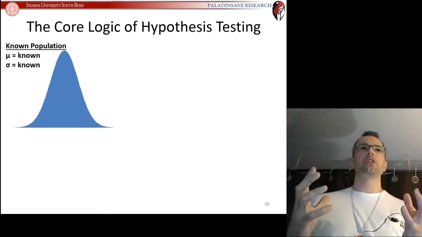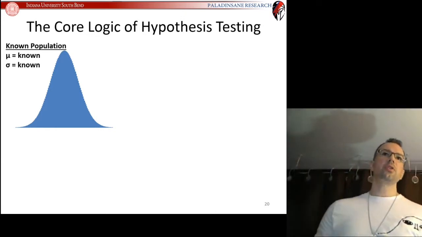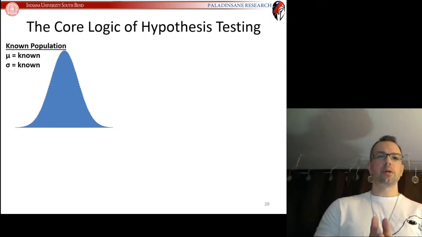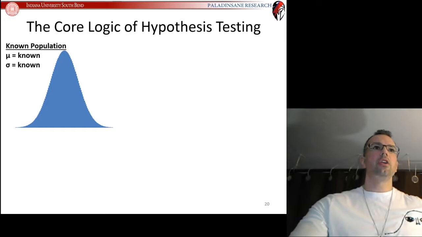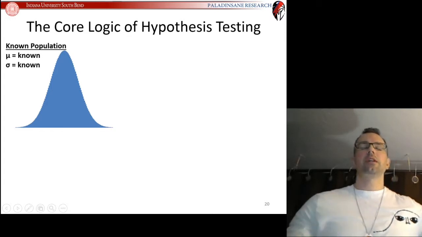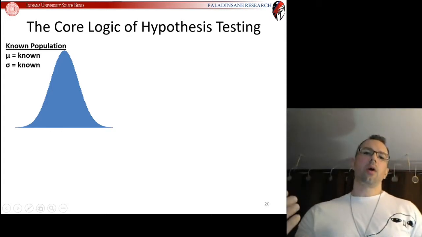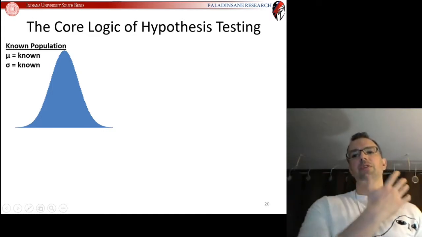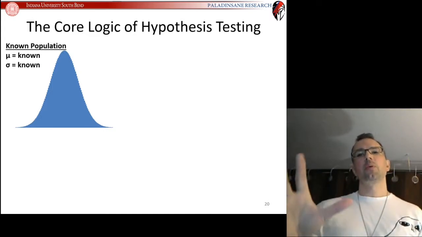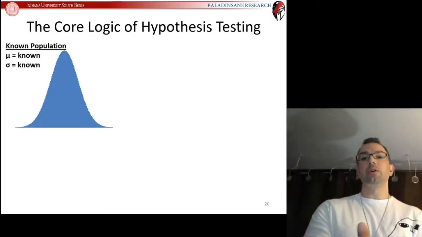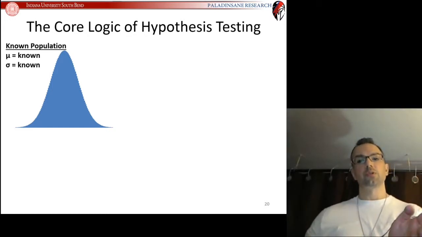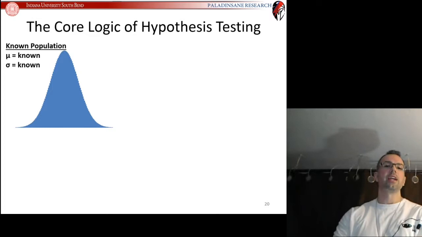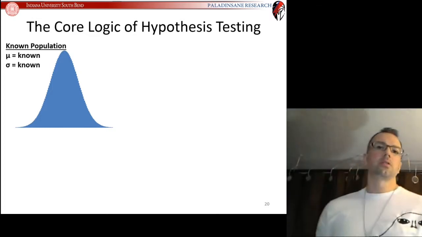All right, so the key here is that the original population that we're working with, for this introduction to hypothesis testing, we're going to assume that that population is known. So we're going to assume that we have a known mean and we have a known standard deviation. Now, in reality, this is very rarely the case. However, it makes it a lot easier to introduce the ideas of hypothesis testing. So we're going to start off with these easy to do hypothesis tests that might not come up very often in the real world.